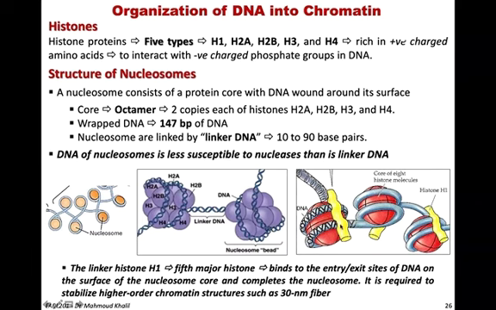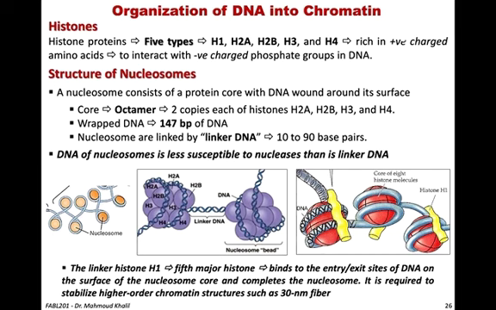And you can see that histone 1, which is the linker histone, the fifth major histone, binds the DNA at the point of the entry and the exit of the DNA wrapped around the histone core. And this completes the nucleosome. And this histone 1 is very important for stabilizing the chromatin configuration in the 30 nanometer fiber.